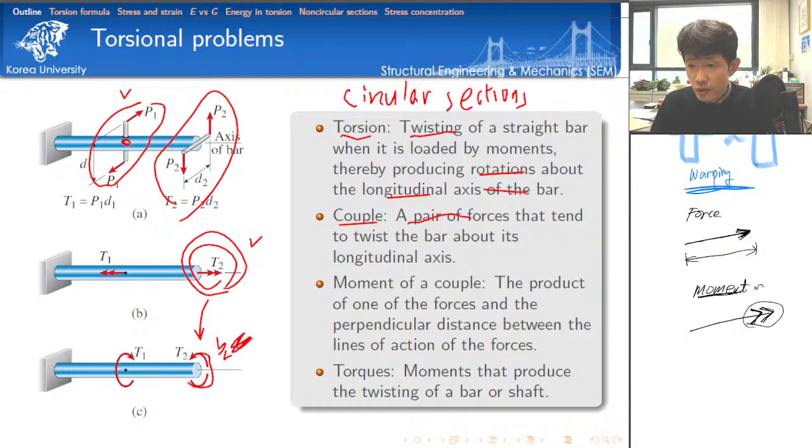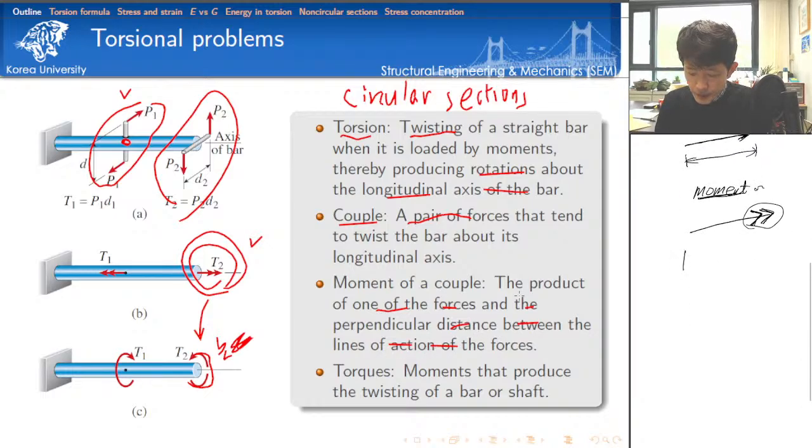And then the third one is the moment of a couple, the product of one of the forces and the perpendicular distance between the lines of action of the forces. So moment or torsional moment or whatever, this is the moment caused by force. Which means we need to multiply the arm length times the force. If you took statics, then this is a well-known principle, right? This is the calculation of moment.